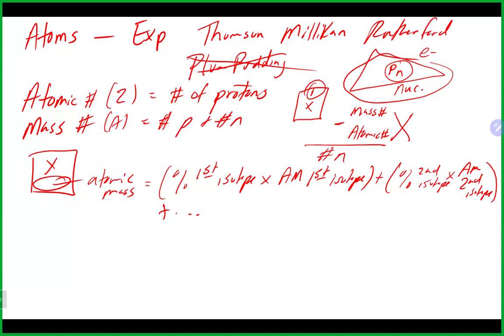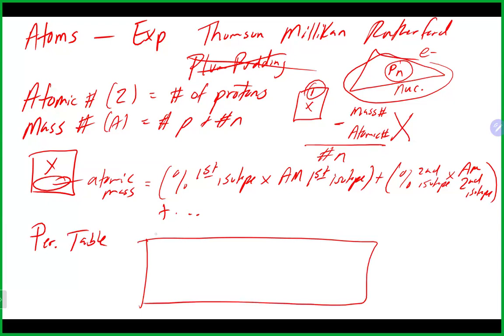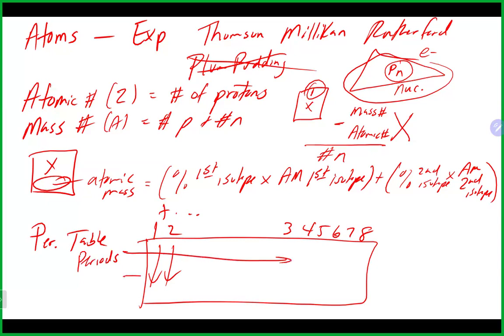We also talked about the periodic table itself, I believe. Remember that groups 1, 2, skip the middle, 3, 4, 5, 6, 7, 8. Groups go up and down, right? Periods go left to right, and there's 7 different ones.